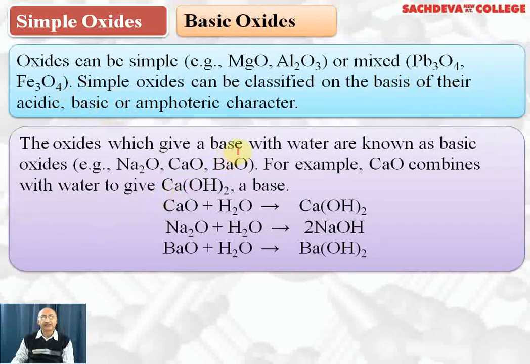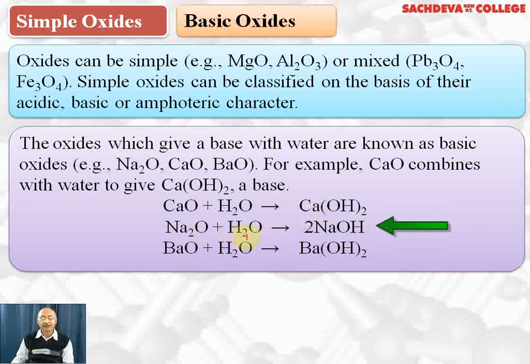Those oxides which form a base by reaction with water are known as basic oxides. For example, sodium oxide, calcium oxide, barium oxide. Calcium oxide reacts with water to form calcium hydroxide, which is also called slaked lime. And clear solution of calcium hydroxide in water is called lime water, used for testing sulfur dioxide and carbon dioxide.